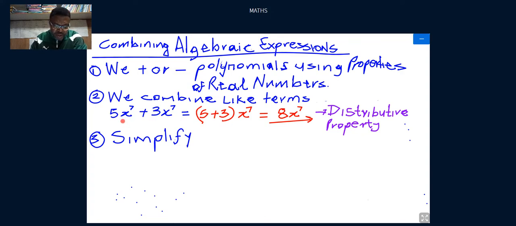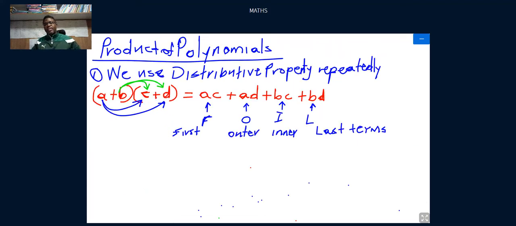But what could have happened if it was x to the power 6 and this power was 7? I was not going to be able to add these things. Not at all. The reason why I'm able to add or subtract is that the powers of the variables are the same, and the variables are also the same. Okay. Let us move to the next slide.